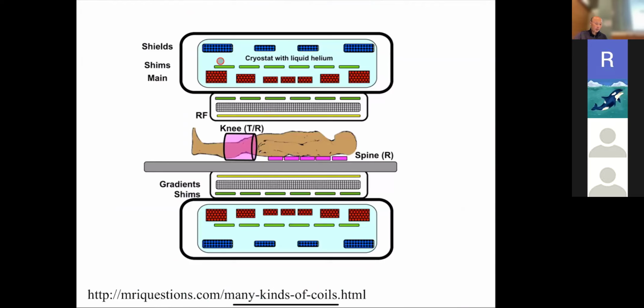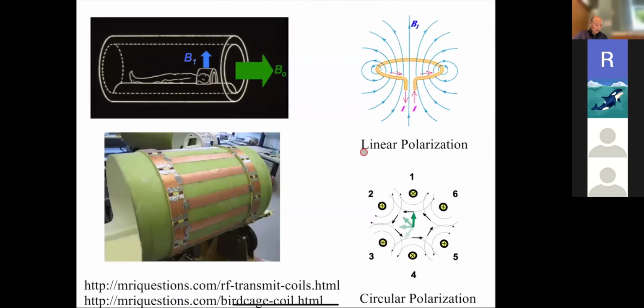Okay, so that's an overview, and we've talked about the main field here, which is creating the magnetic field. Now we're going to transition to RF, which is basically short for radio frequency. So typically there is what's called a body coil.